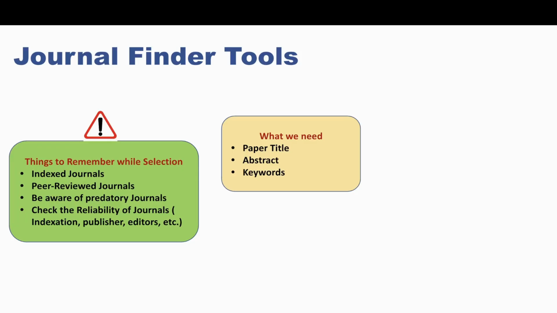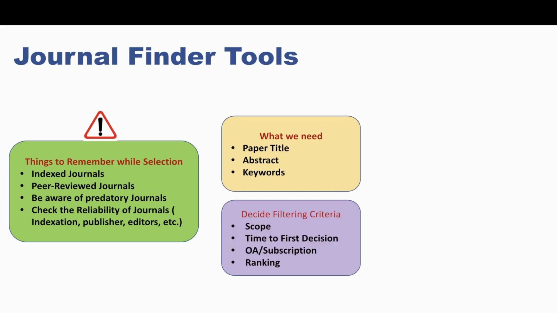For using the journal finder tools, we need three things: a paper title, abstract, and keywords. After using these tools, of course, we have to manually go individually to all the journals and check the scope and the aim of the journal. We may also check the time to first decision, because it's important: if the paper is aligning, how early can the journal give us a first decision on that.